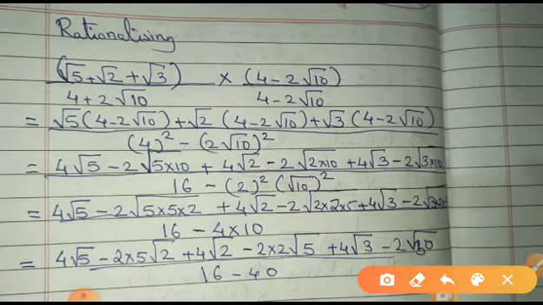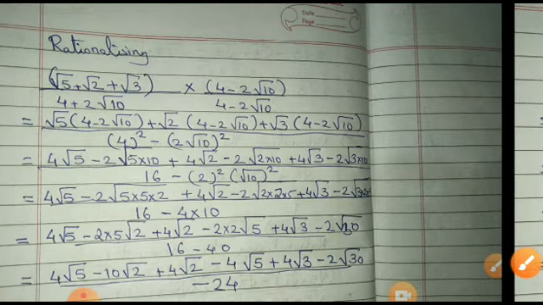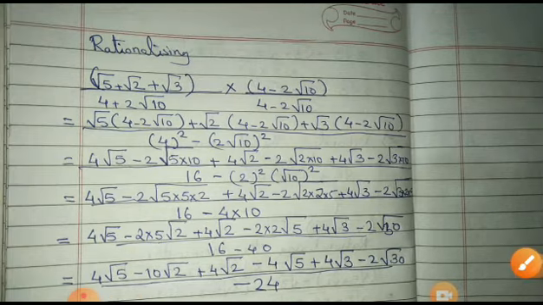So will I get it as minus 2 into 5 root 2 plus 4 into root 2 minus 2 into root 10, here 2 times, so I have to take it one time outside. Plus 4 into root 3 minus 2 root 30. Okay. So I'll be getting it as 4 root 5 minus that, divided by minus 24.